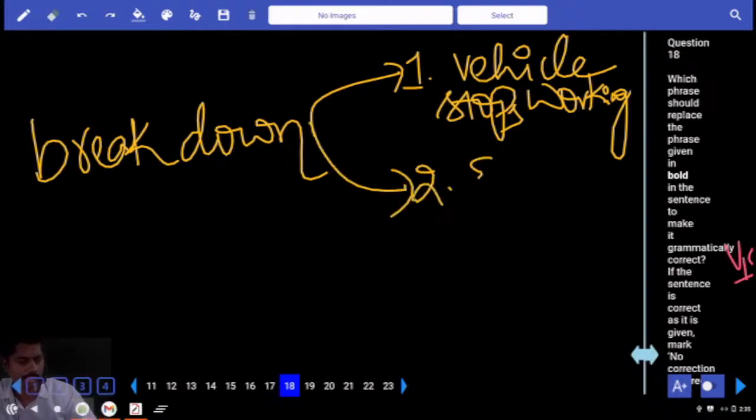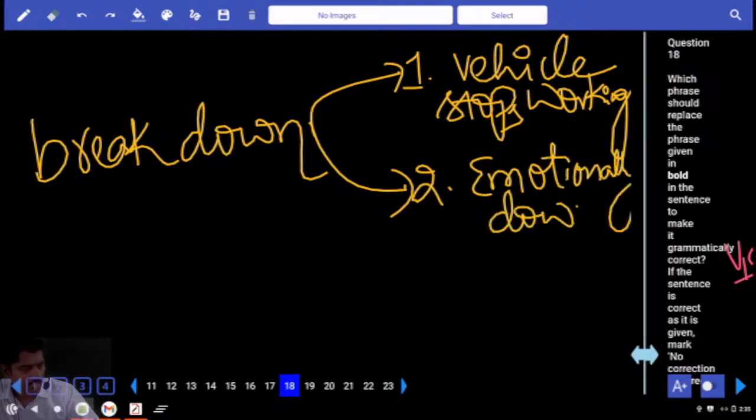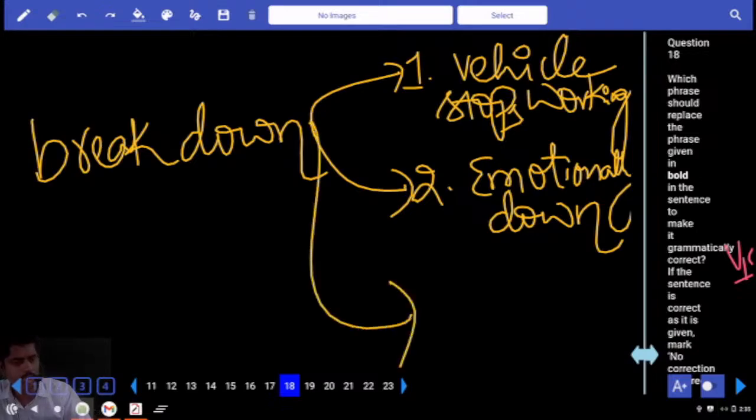Second meaning, emotionally down. When she heard the death news of her own father, she completely broke down. Do you break down whenever you watch serials? Whenever you watch K-drama? No breaking down. K-drama doesn't have any emotions.